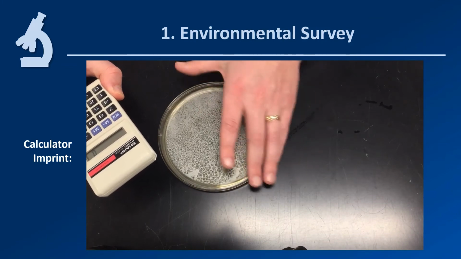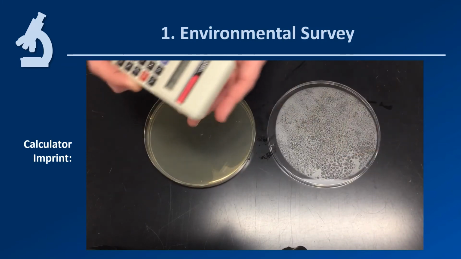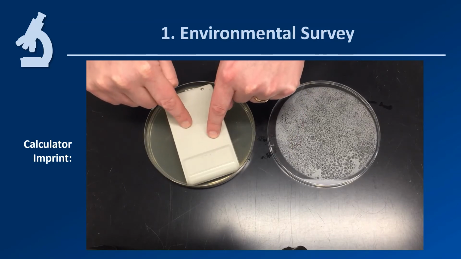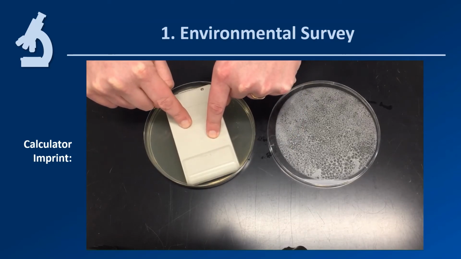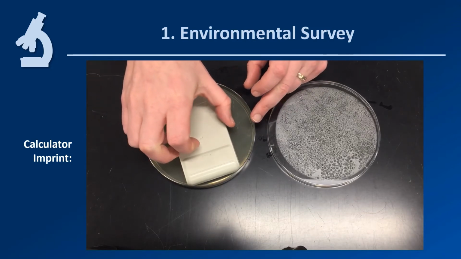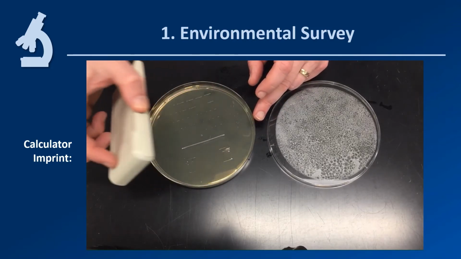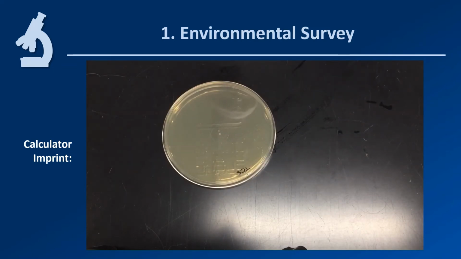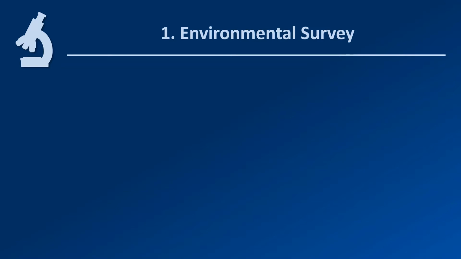So in this case here, what I'm going to do is basically open up the Petri dish and put the calculator on there, just push it firmly for about 5 seconds, and hopefully that will capture any bacteria that are found on the buttons or other parts of the calculator. And there we go.